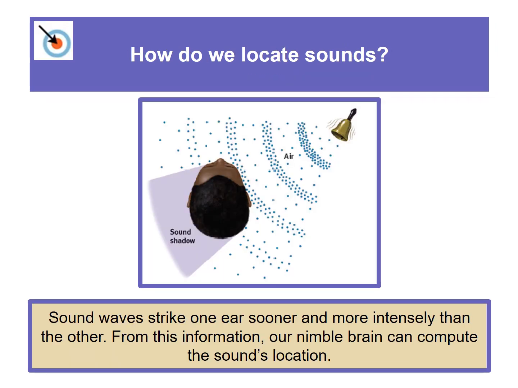And last, how do we locate sounds? Sound waves strike one ear sooner and more intensely than the other. From this information, our brain can compute the sound's location, which is so cool. If you look at the diagram, on the left-hand side there's a sound shadow. That bell, when it's rung, because it's on that person's right-hand side, is going to travel through the air, and those sound waves are going to hit the right ear first, which is going to tell you that that sound is coming from the right-hand side of you.